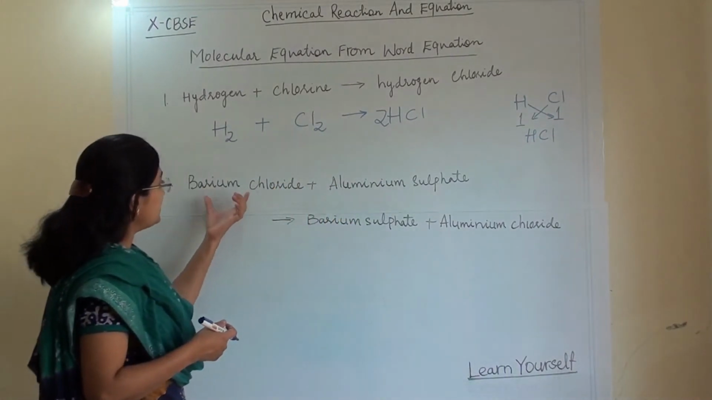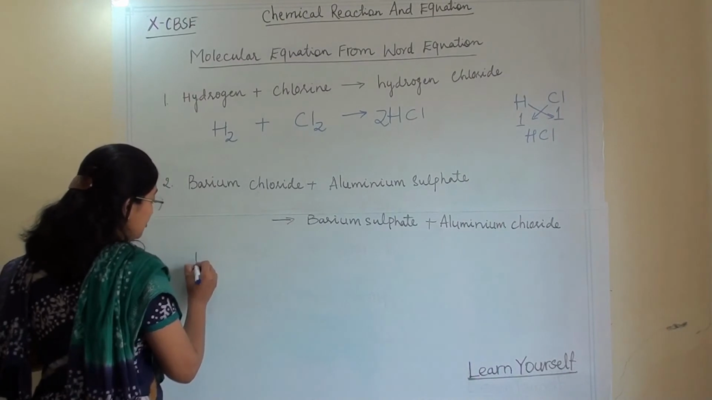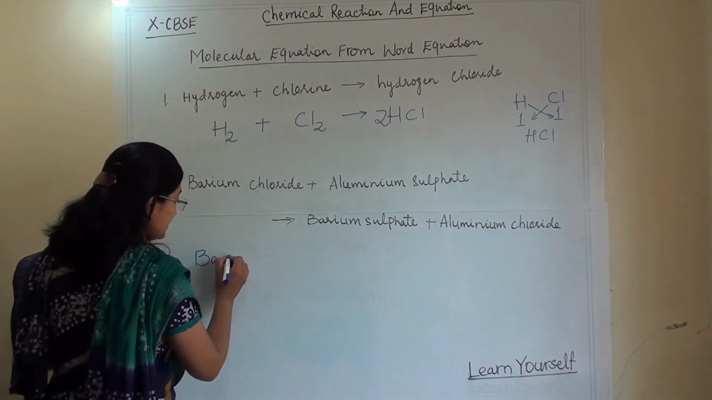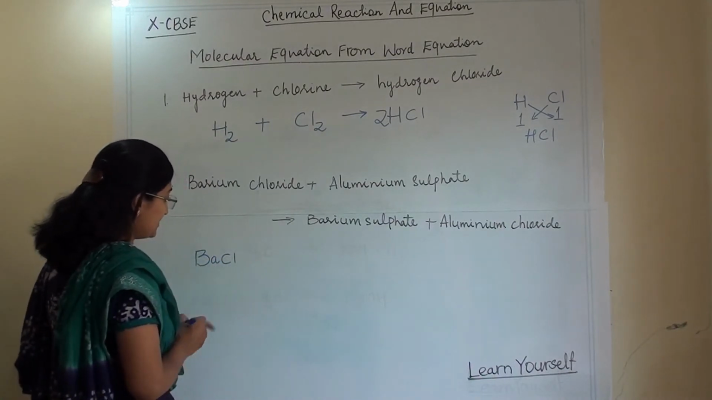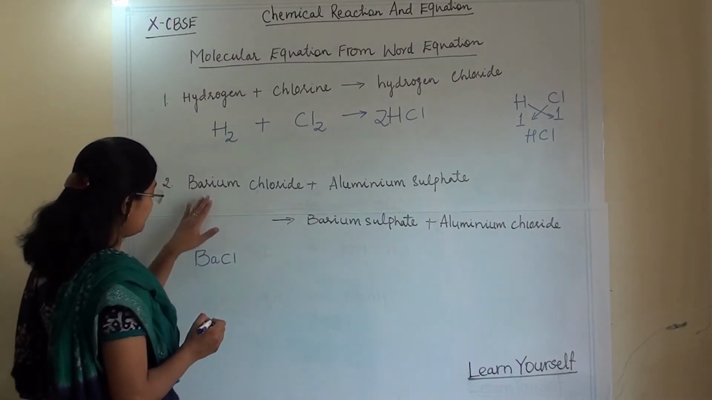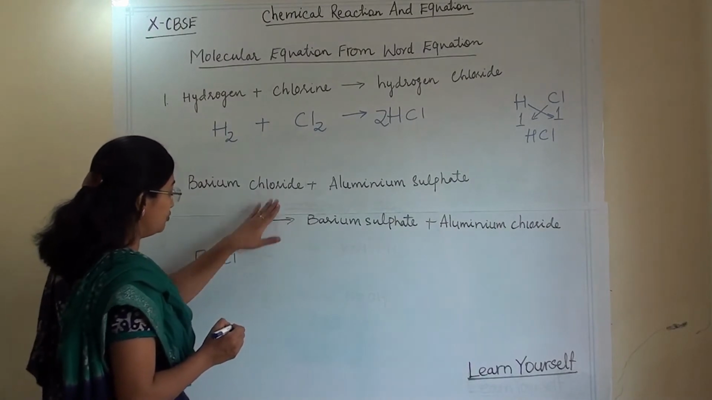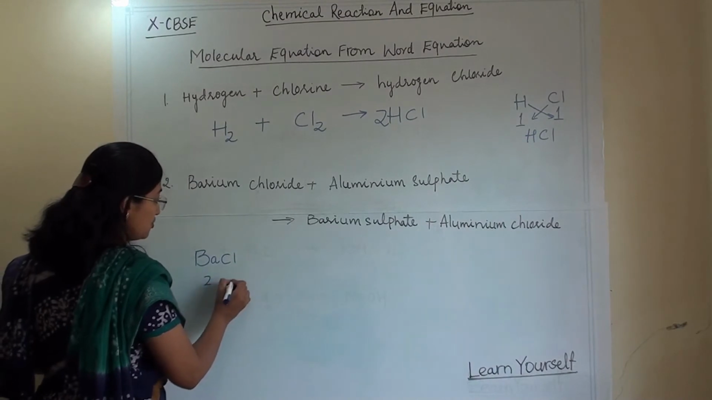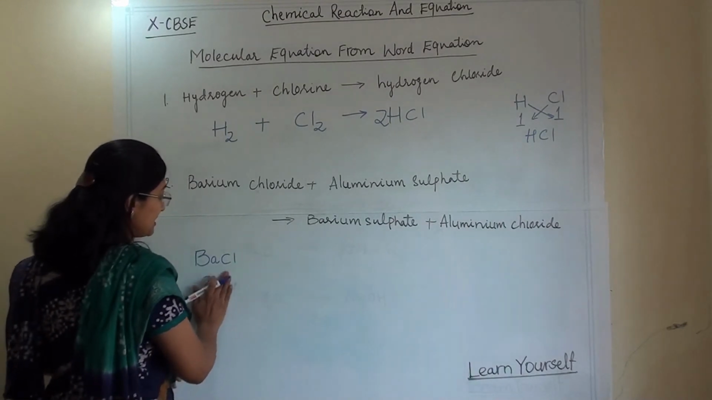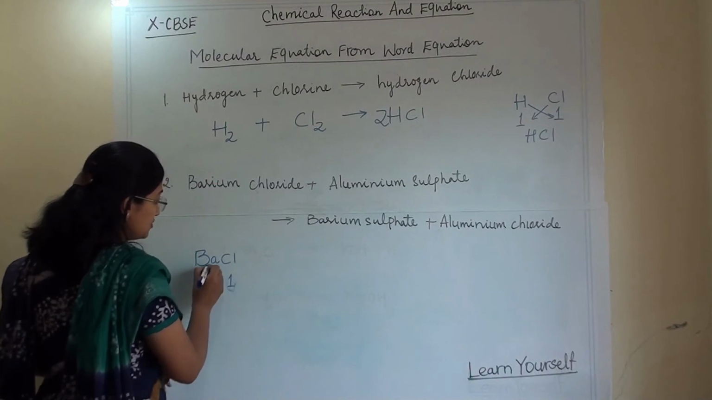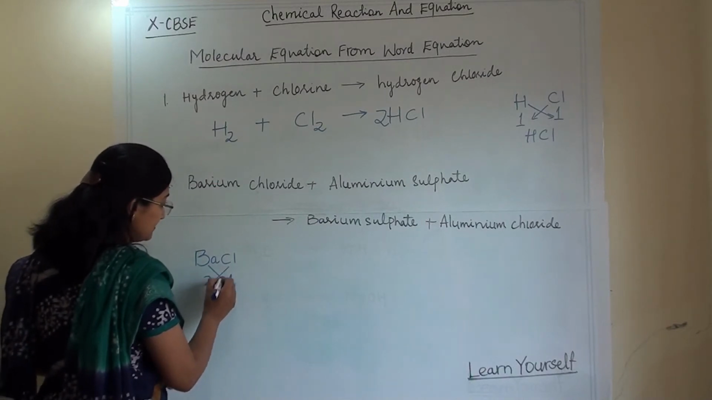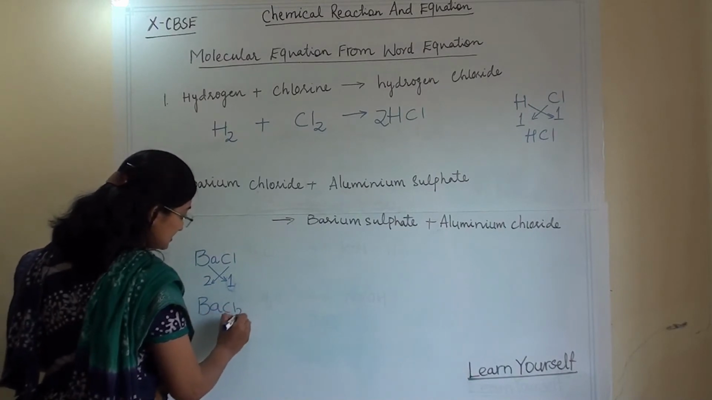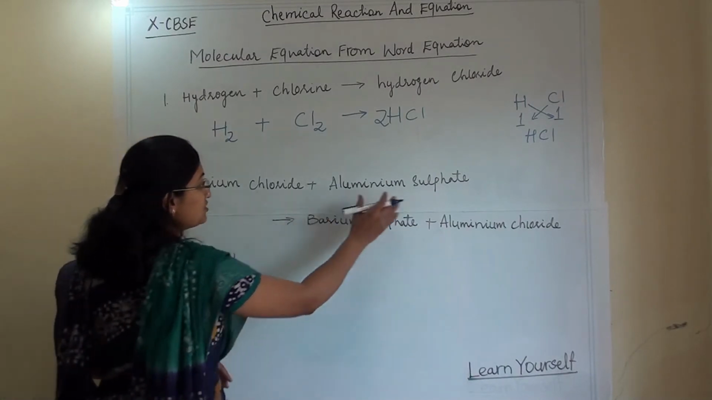Second, barium chloride. Now the molecular formula of barium chloride is Ba and Cl. So first you write Ba for barium and for chlorine you write Cl. Now Ba's combining capacity is 2 while Cl's combining capacity is 1. So via the crisscross method it is going to be BaCl2.